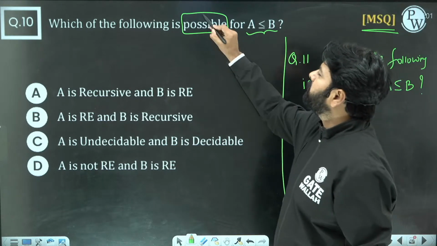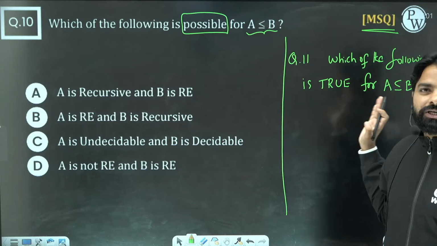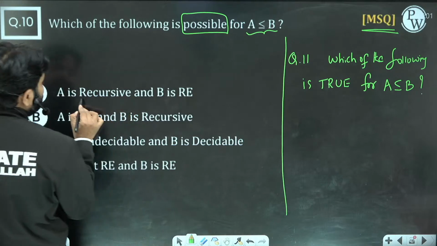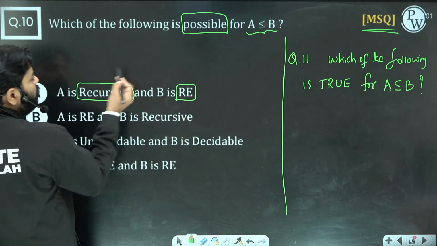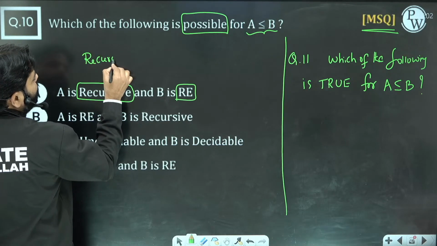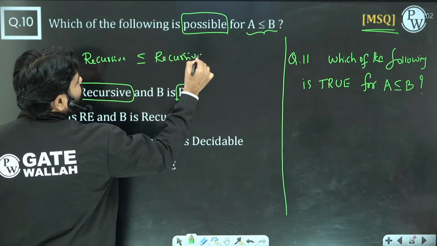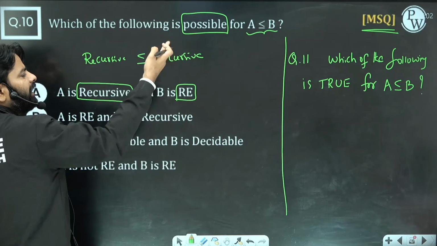Possible means sometimes, is there any possibility. True means all the time that should be satisfied. Now first one, is there any possibility that recursive is reducible to RE? Yeah, you know that, right? Recursive is reducible to recursive, right? You know it. These cases are there. Every recursive is RE, right? So many infinite examples are there.